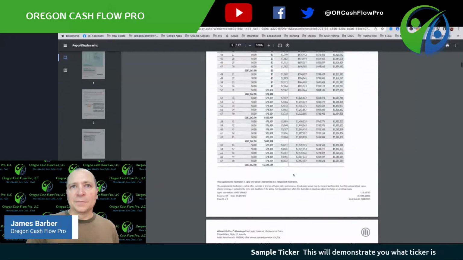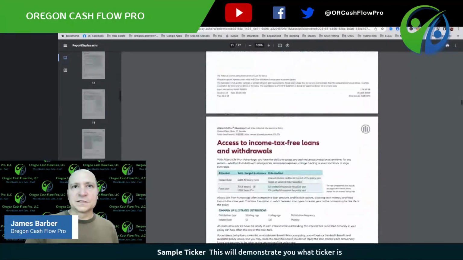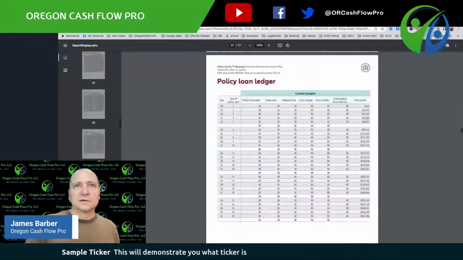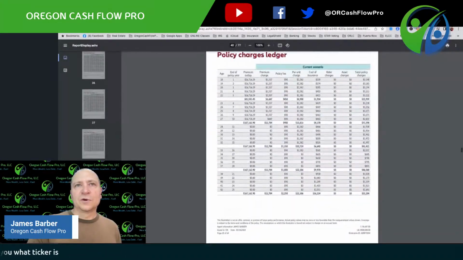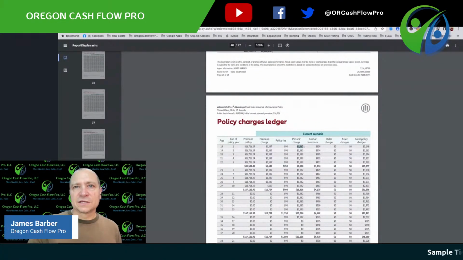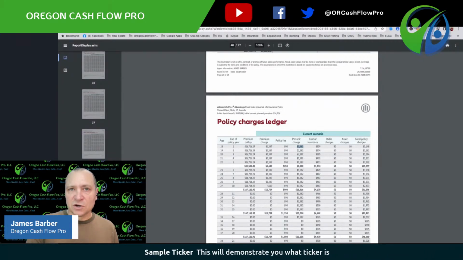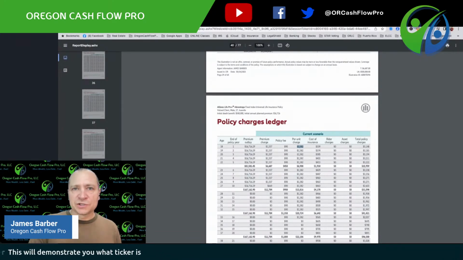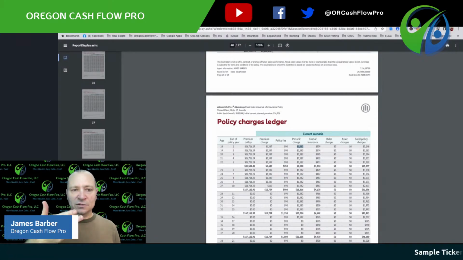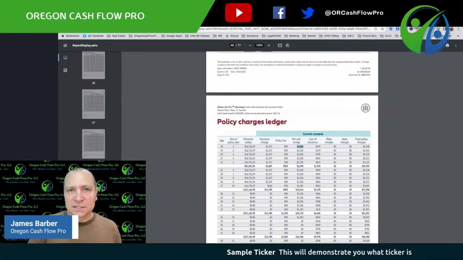Okay. Let's go to the expenses real quick, because this is something that everybody should know. So our policy charges ledger. I want you to look at this. This is our per unit charge. Not a lot of people point this out. This per unit charge, sometimes called the premium fee, this is where the insurance company recoups commissions, the cost of underwriting, medical exams, ordering medical records, anything that it took to sell you the policy.